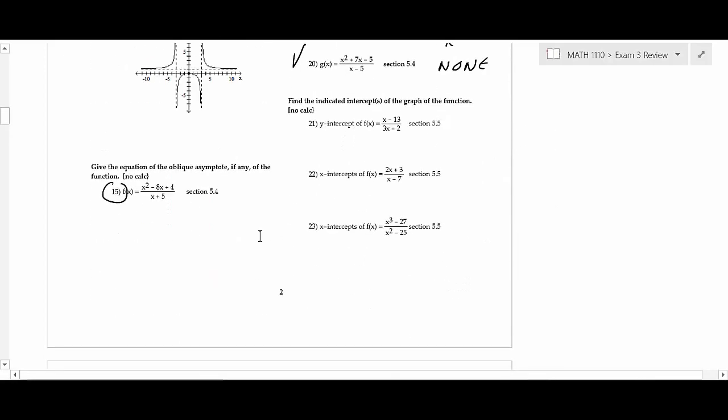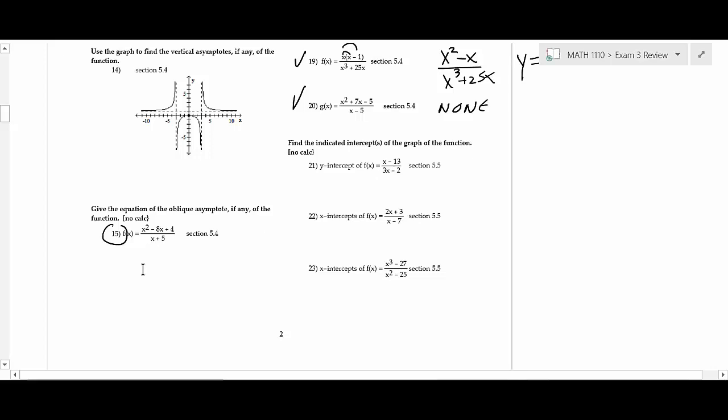So if you go to number 15 now, the reason this has an oblique asymptote is because the degree of the top is 1 bigger than the bottom. So the way you're going to do this is you've got to do a long division problem. You could do this one with synthetic division because it's x plus something, or you can do long division. I'm going to do long division on this one.